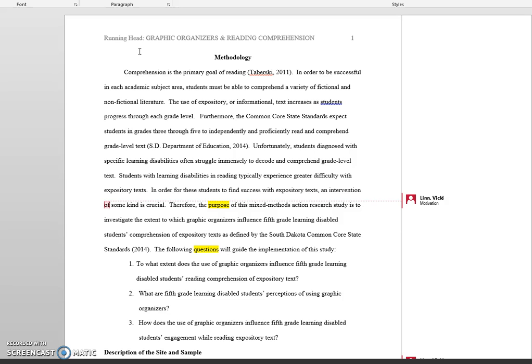Okay, so the first thing for you to be framing your thinking around is the methodology section of your proposal. This third section is really about planning. And I tell teachers to think about this as a research version of a lesson plan.